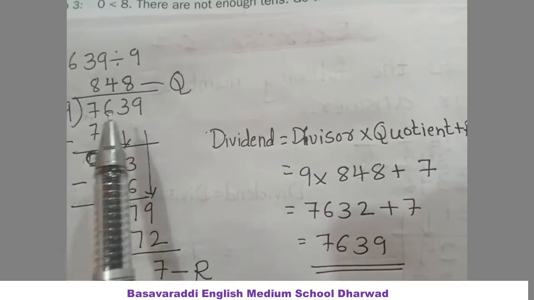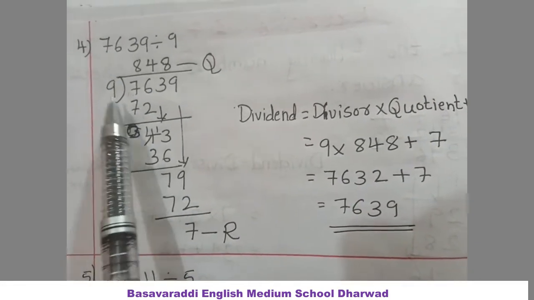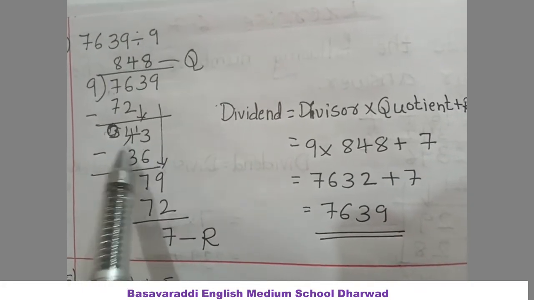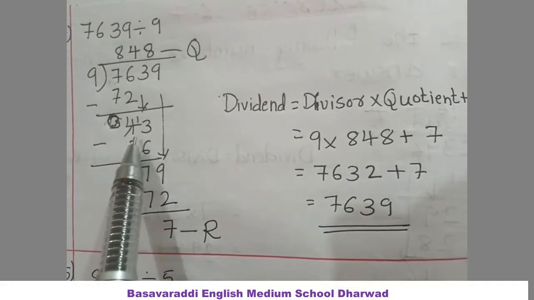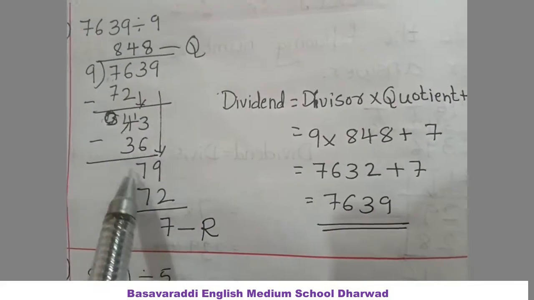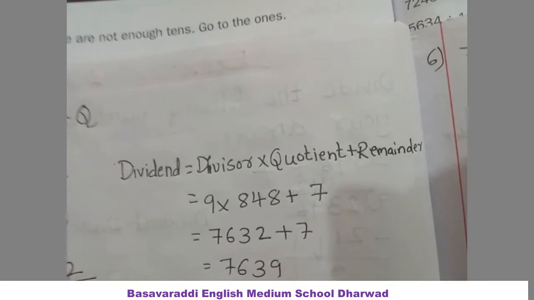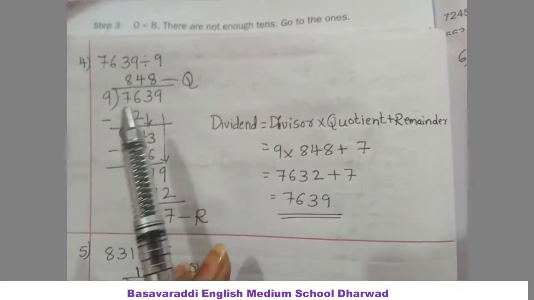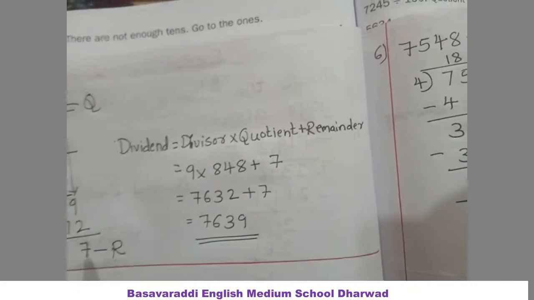Now 43 is coming. The 3 we bring down, that is the tens place. Again we have to divide this one. 9 4s are 36. We have to borrow here, because 9 5s are 45, and 45 is bigger, so we take 4, 36. 13 minus 6 means 7, and 3 minus 3 means 0. Then 79. Again 9 8s are 72. 9 minus 2 means 7. The 7 is the remainder.